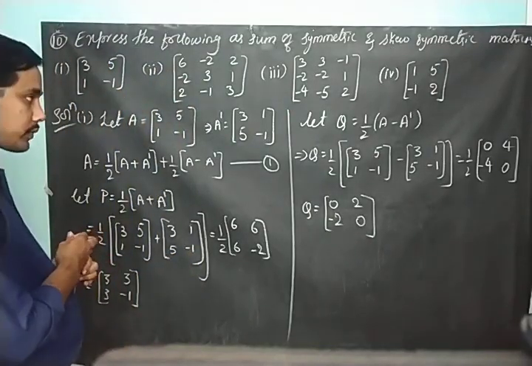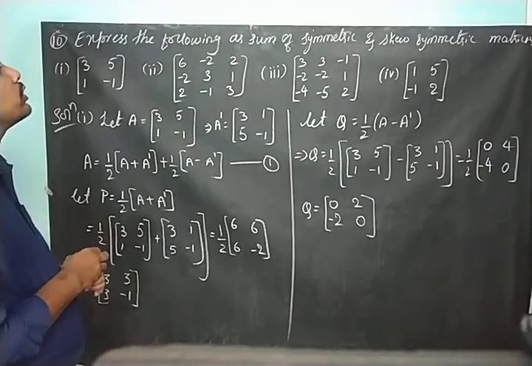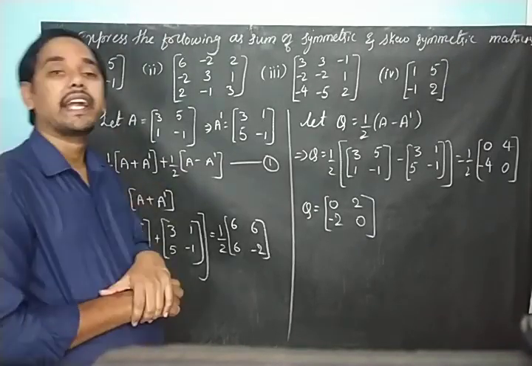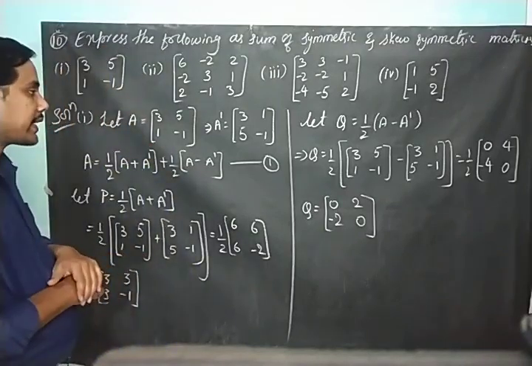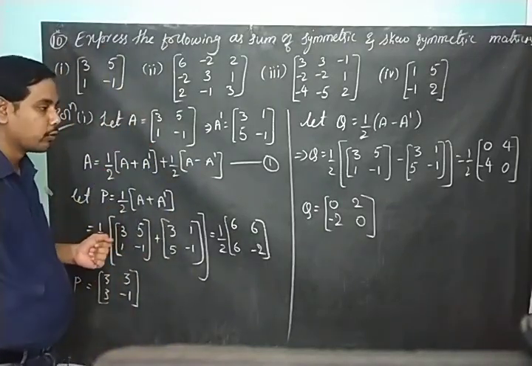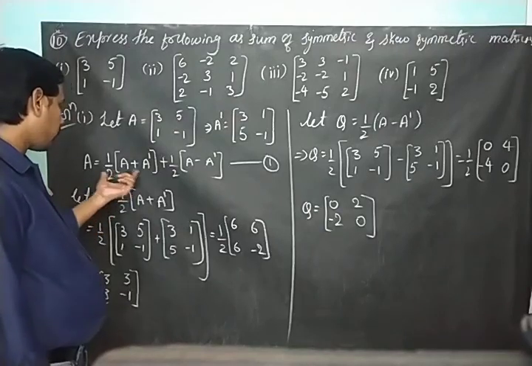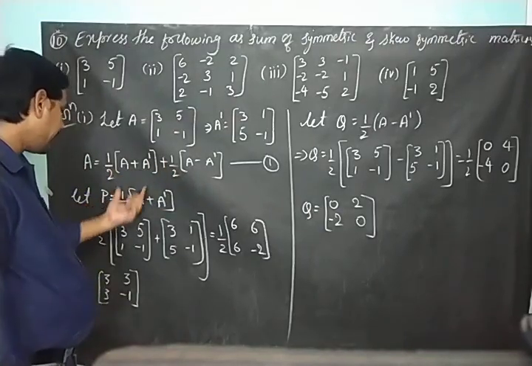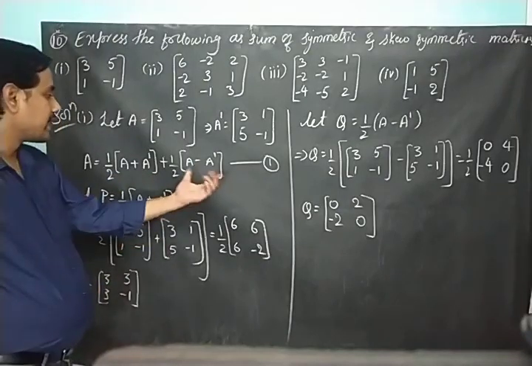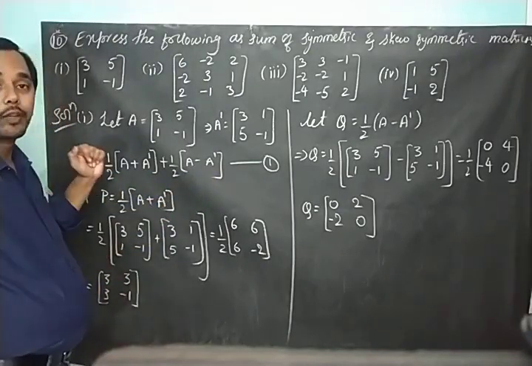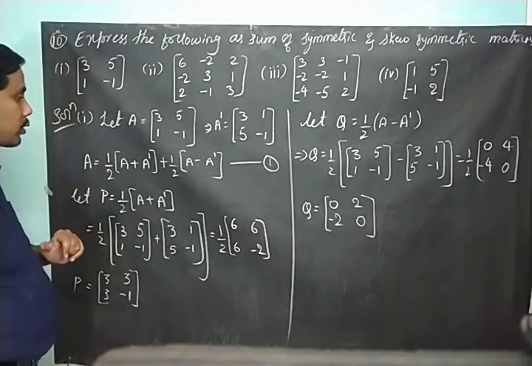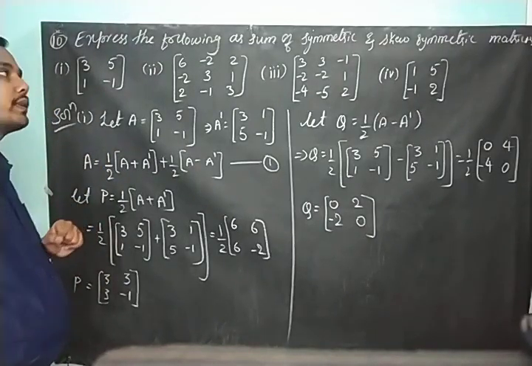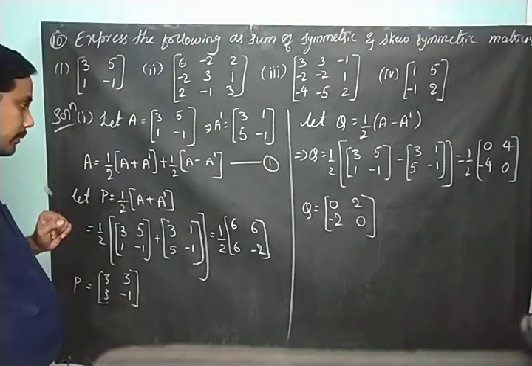Okay. So now what they said, we should express this particular matrix as a sum of symmetric and skew symmetric matrix. Right? So from equation 1 we know that A is half into this plus half into this. What is this part? Nothing but P. And what is that? Q. So A is equal to P plus Q. So P and Q should be symmetric and skew symmetric matrices.